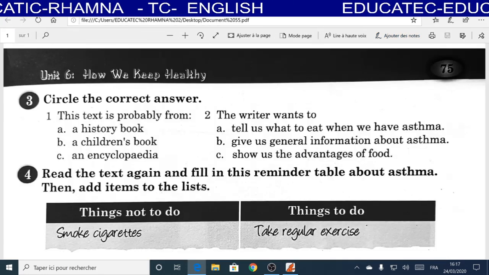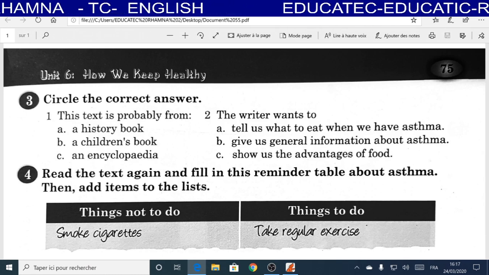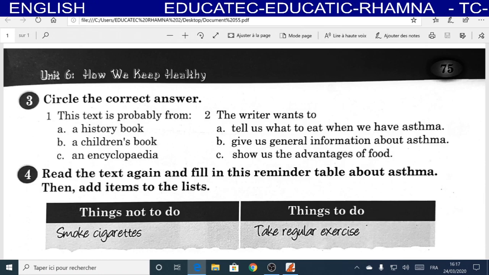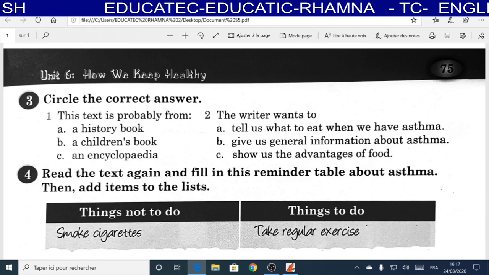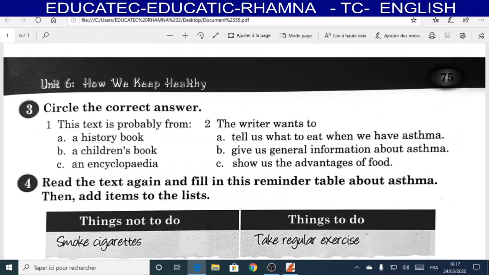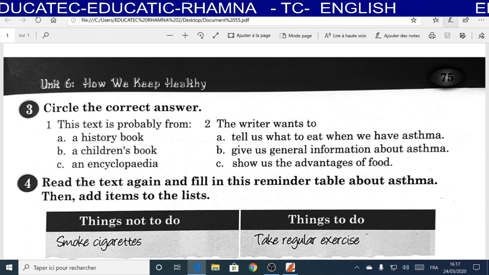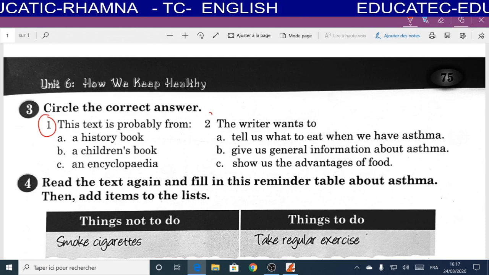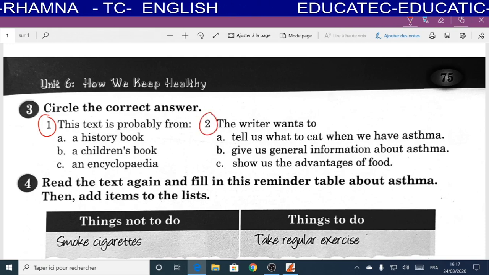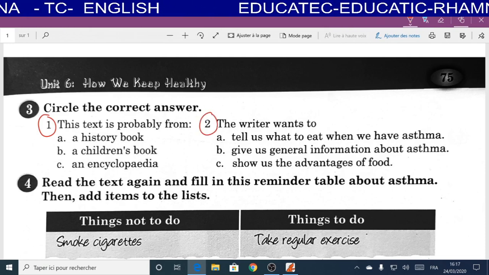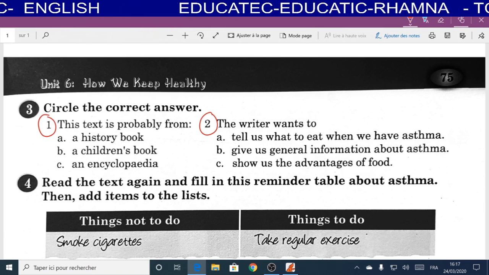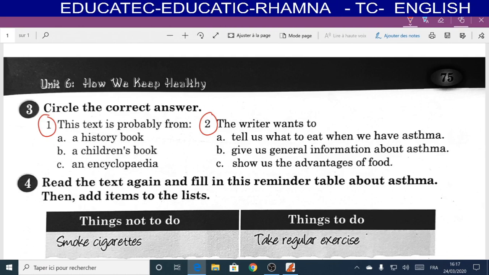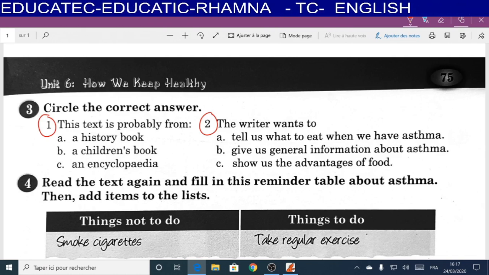Okay, circle the correct answers. In this text, we have 2 questions here, question 1 and question 2, to choose the answers from the options that we have above and below. So this text is probably from a history book, a children's book, or an encyclopedia. So what do you think here?